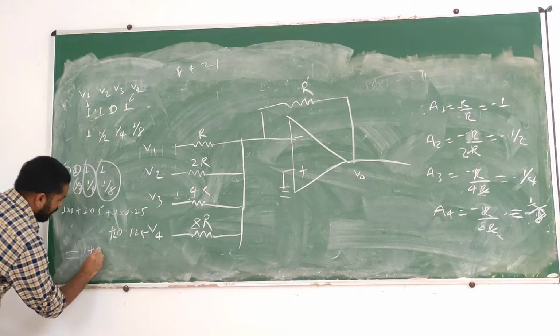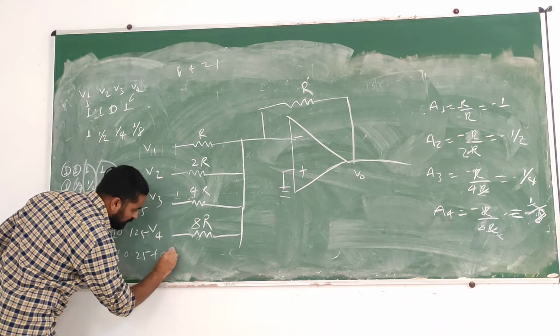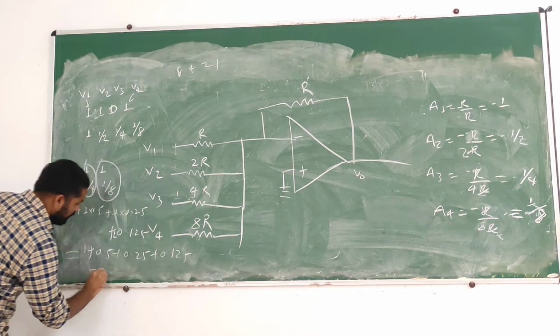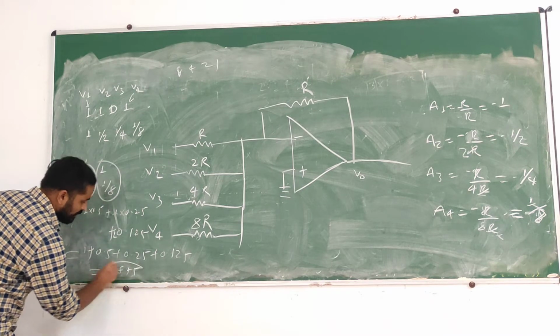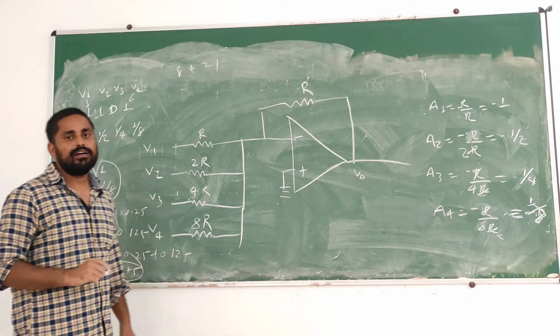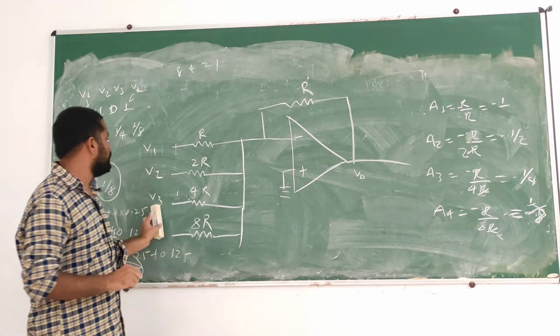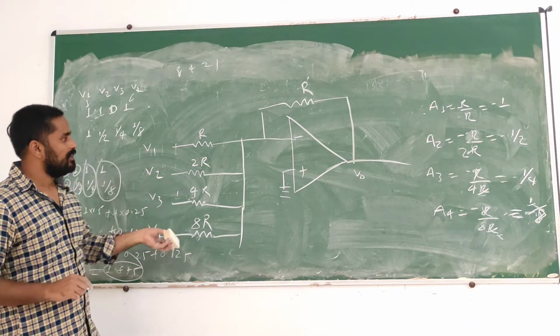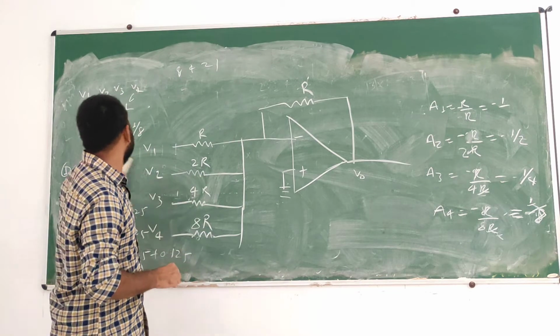1 plus 0.5 plus 0.25 plus 0.125, if you add it you are going to get 1.875. That is the highest value of voltage you are going to get for the 1111 conversion. So digitally we have converted all the voltage into analog. Now suppose the value is different.